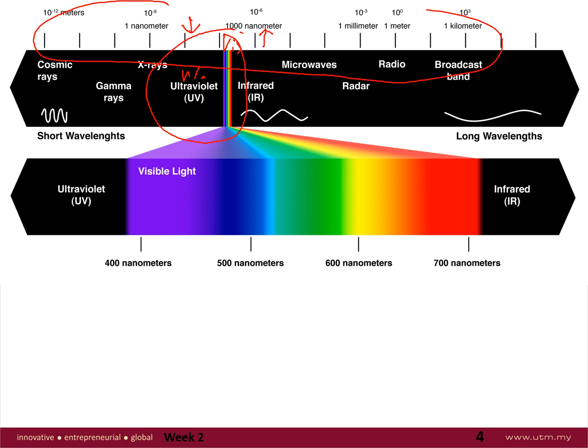So ultraviolet basically we cannot see. The only spectrum that we can see is in the region of visible. That's why the name is visible, because we can visibly see the seven colors of the rainbow.